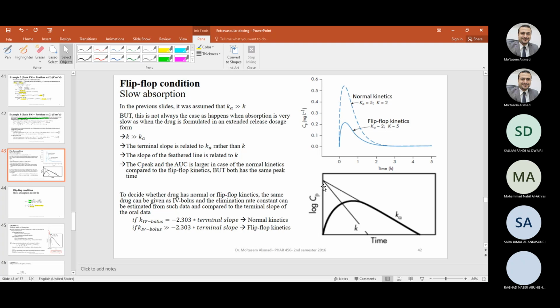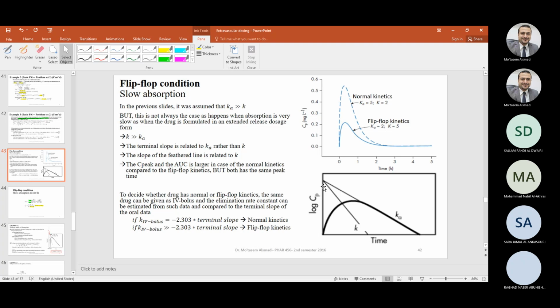But how do we know that we have normal kinetics or flip-flop kinetics? And how do we make a decision? I assume that you have this data. You have done the calculations. You got a rate constant from the terminal part. You got a rate constant from the residual line. But how do you know that the one that you got from the terminal phase is an elimination rate constant or an absorption rate constant, and the same for the residual line constant?